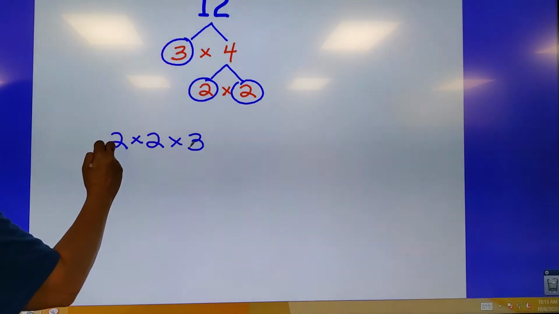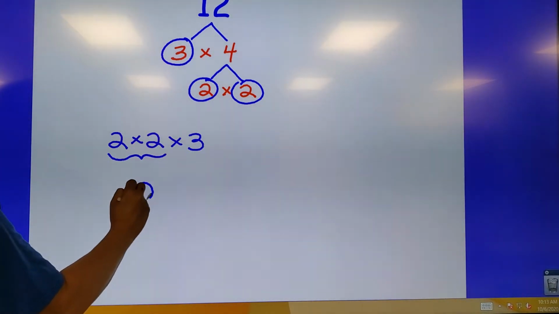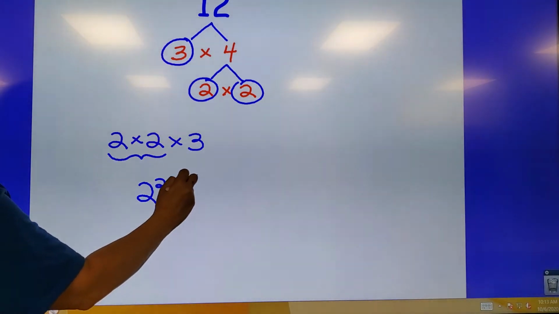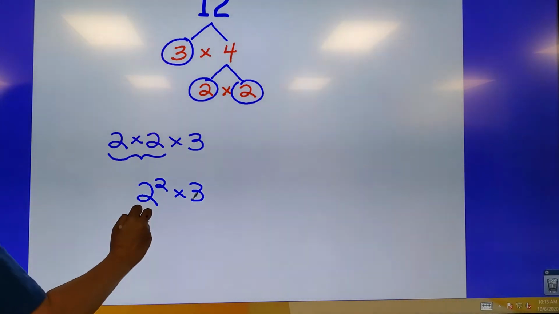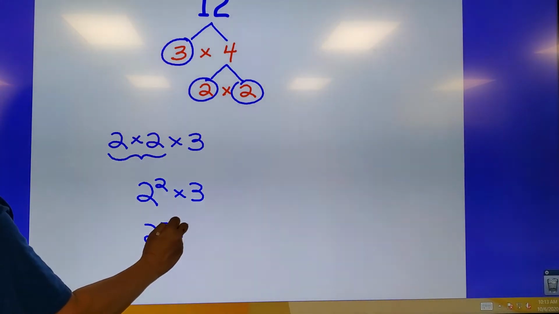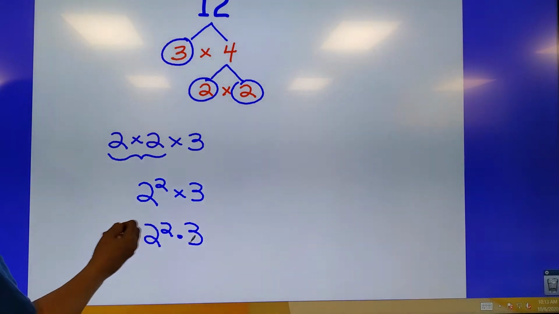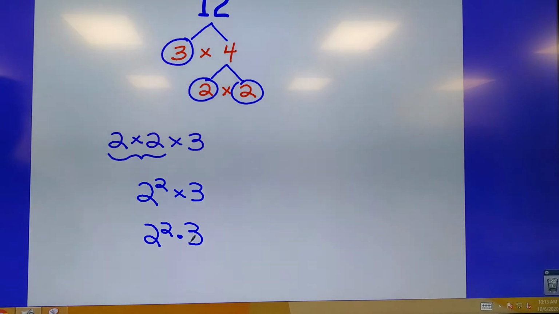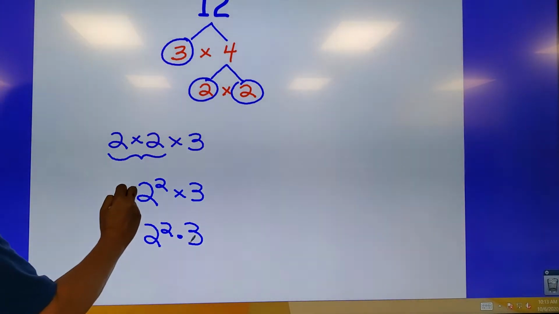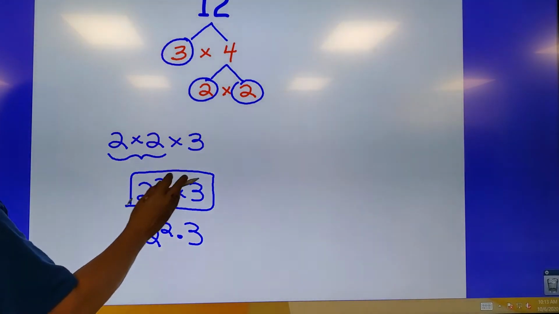I'm good. I'm now going to write this with an exponent: 2 squared times 3. And I don't care if you use that multiplication symbol or if you prefer this multiplication symbol. It really doesn't matter at all, okay? Sometimes you'll see me switch back and forth because I don't have a preference at all. So either way is fine.